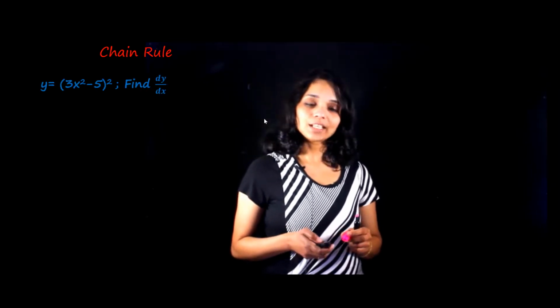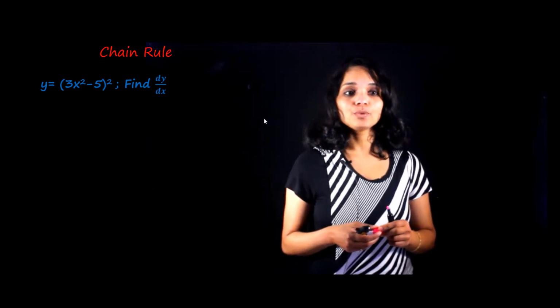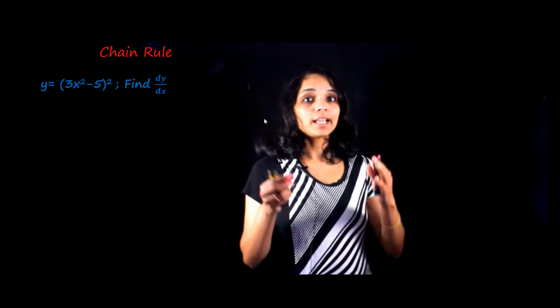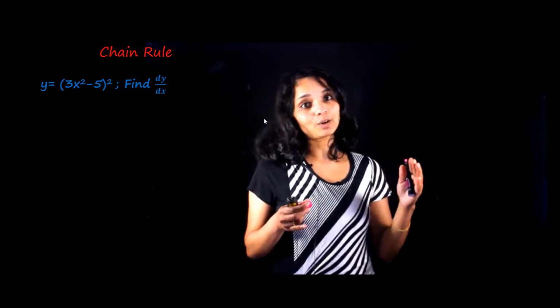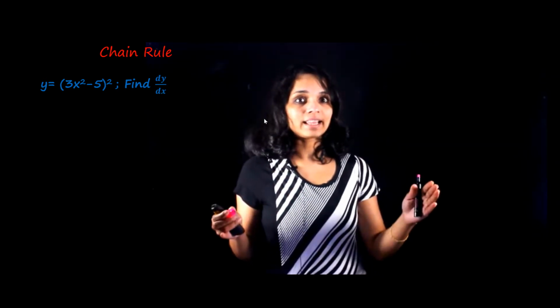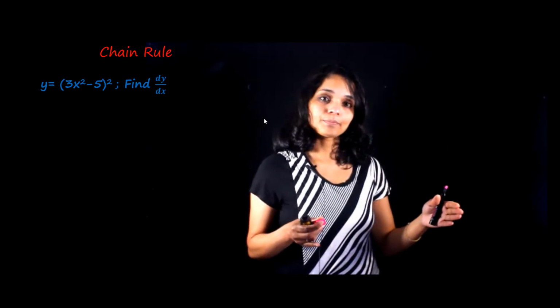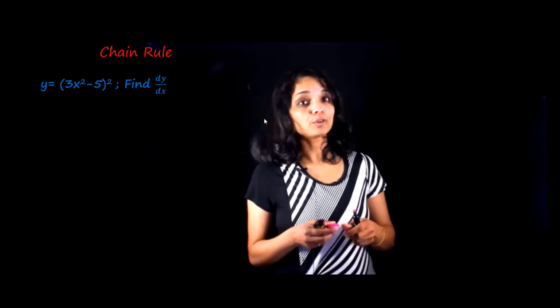Learn about the chain rule in this video. We can start with a question. If y equals (3x squared minus 5) to the power 2, find dy on dx. With your current knowledge, you can do this one by expanding this equation, because this is of the form (a minus b) the whole squared, and you know how to expand that expression, and then you can differentiate it term by term. This is quite a reasonable approach for this question.